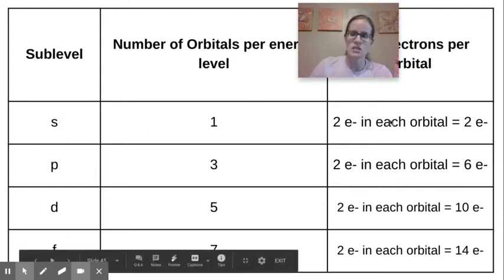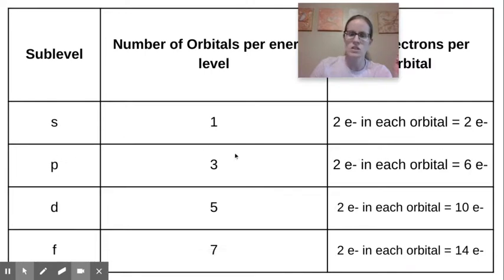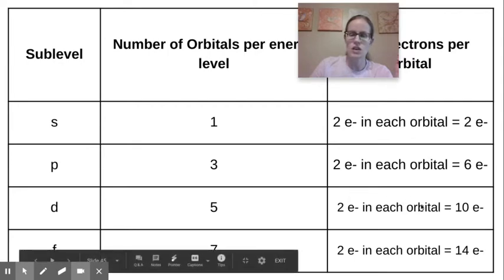So here, this final number tells you how many electrons there can be in the whole sublevel. So every S has a total of 2 electrons. All the P's orbitals together give you 6. All the D's give you 10, and all the F's give you 14.